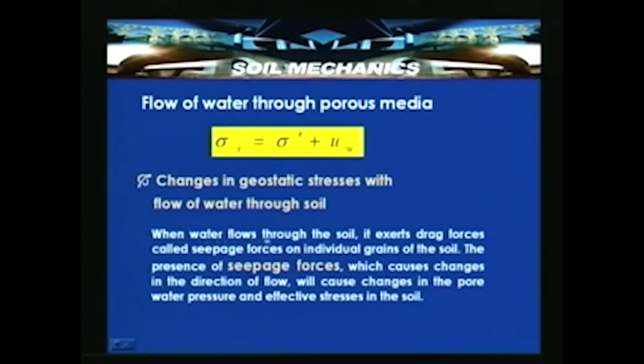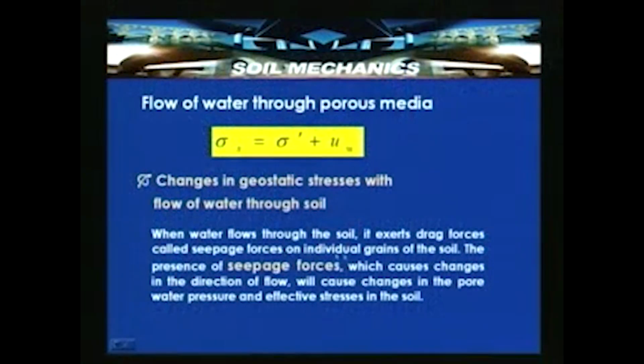When water flows through the soil, it exerts a drag force called seepage force. That is what we have just discussed: when water flows through the soil, it spends energy to induce a frictional drag onto the soil particles. So, it exerts drag forces called seepage forces on individual grains of the soil. The presence of the seepage forces, which cause changes in the direction of the flow, will cause changes in the pore water pressure and effective stresses in the soil. So, when these seepage pressures act, they finally influence the effective stresses.